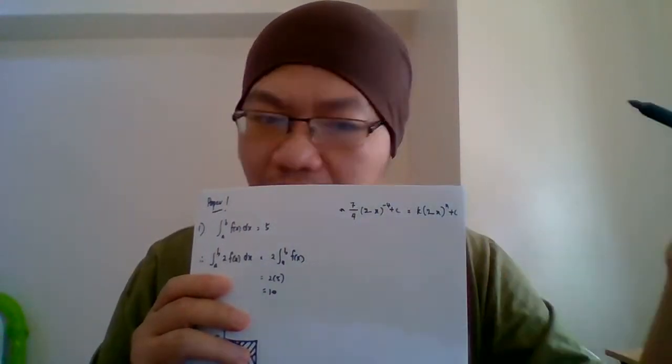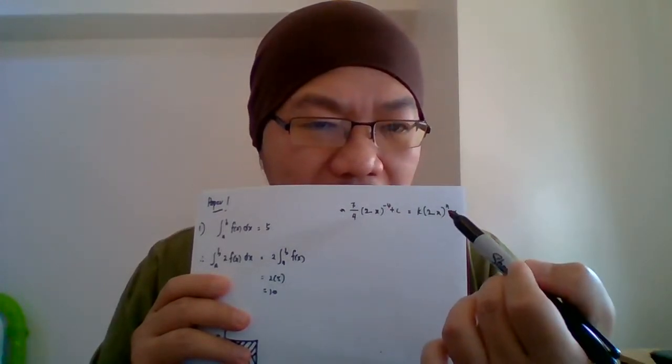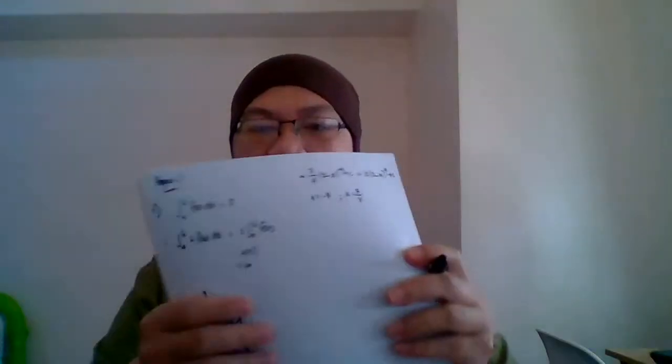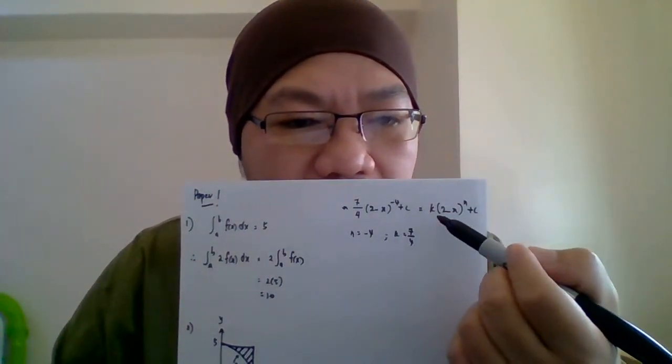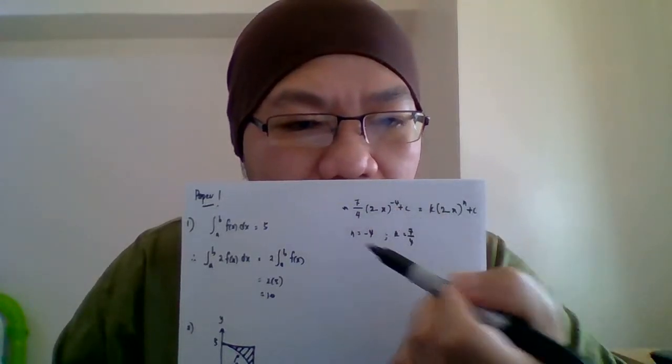So the bracket here, you look here, the bracket with the power n should equal negative 4. Very straightforward. So n equals negative 4, and your k equals 7 over 4. So your k is 7 over 4, and n is negative 4.